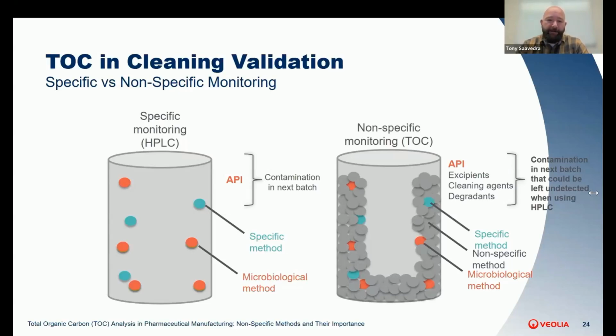The most robust cleaning validation program often uses both specific and non-specific monitoring methods, taking advantage of the strengths of each approach. TOC gives you that broad coverage, catching APIs, excipients, cleaning reagents, degradants, all in one go, while specific methods can provide detailed information when you need it.